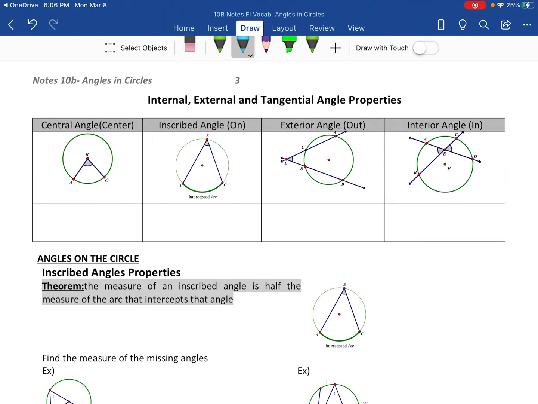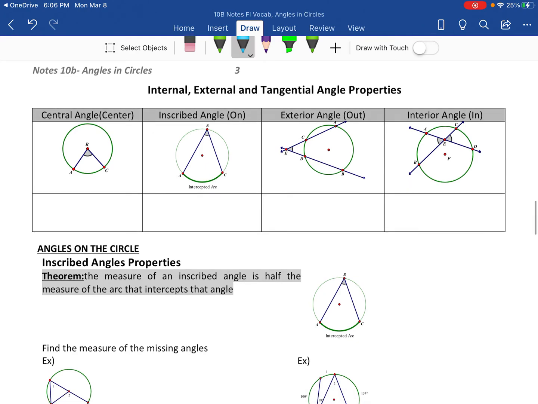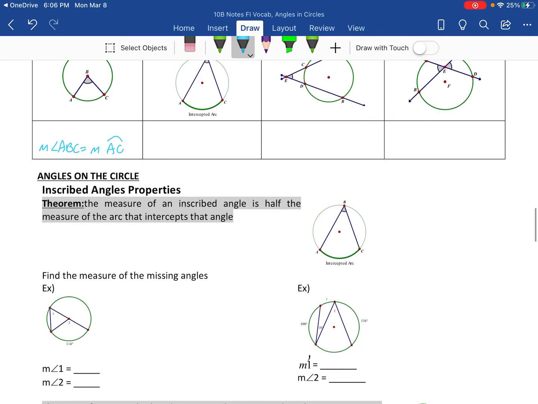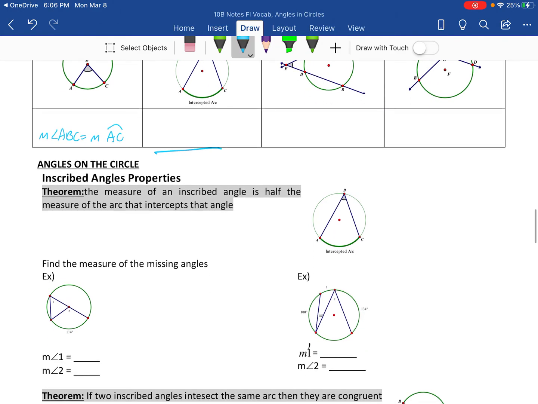Okay, so now we're going to get into other rules. So we've learned that if it's from the center, so I know for this diagram, the measure of angle ABC is equal to the measure of arc AC. Okay, our next rule, and we'll write it up here too, is the measure of an inscribed angle. So this right here is called an inscribed angle.